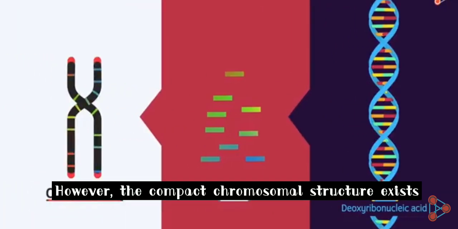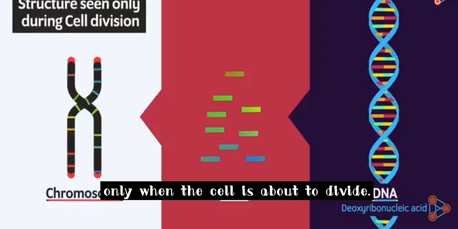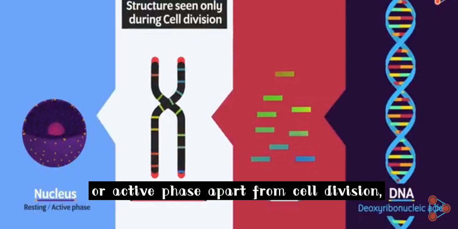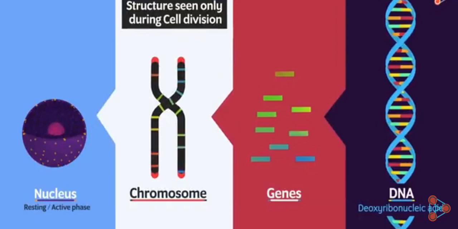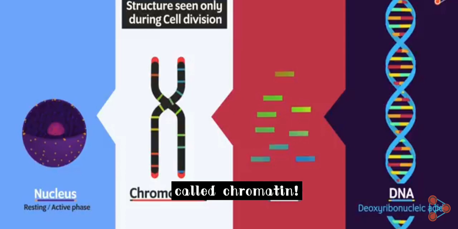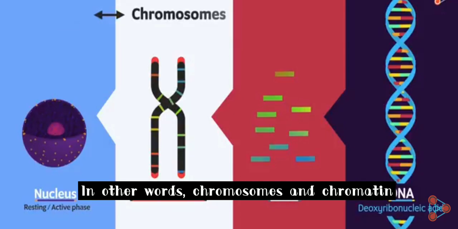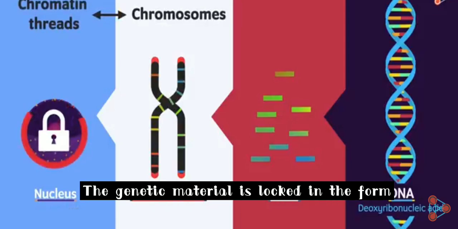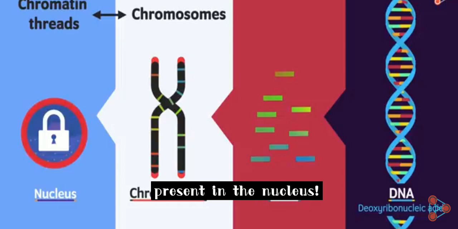However, the compact chromosomal structure exists only when the cell is about to divide. So usually, when the cell is in the resting or the active phase apart from cell division, the chromosomes exist as tangled threads called chromatin. In other words, chromosomes and chromatin are the same thing. The genetic material is locked in the form of these chromatin threads present in the nucleus.